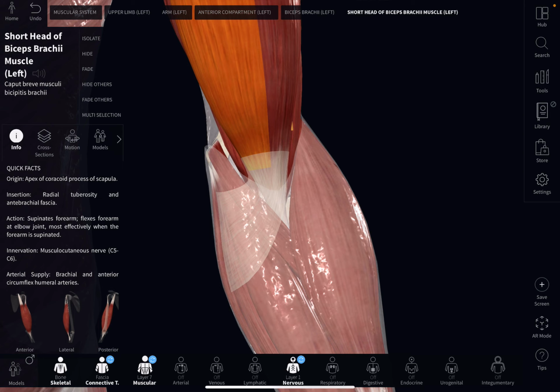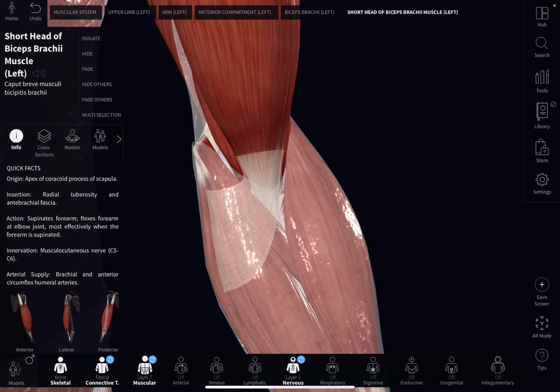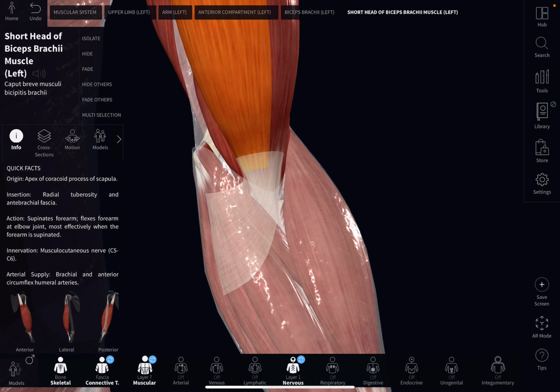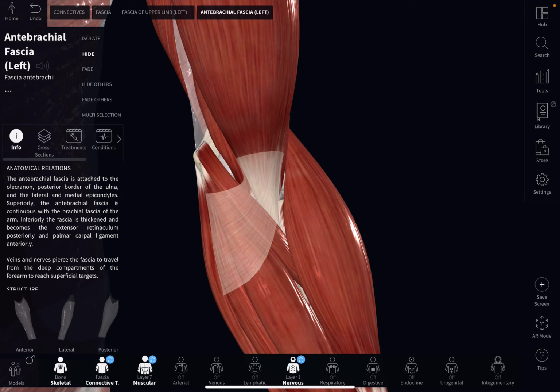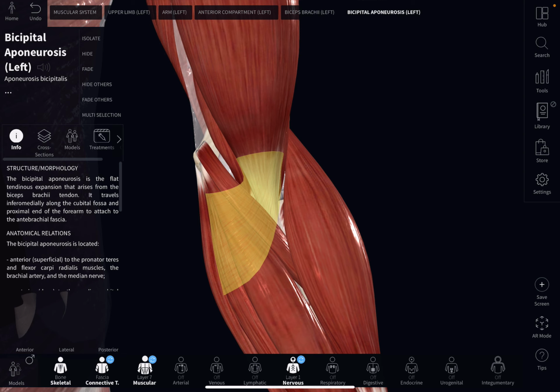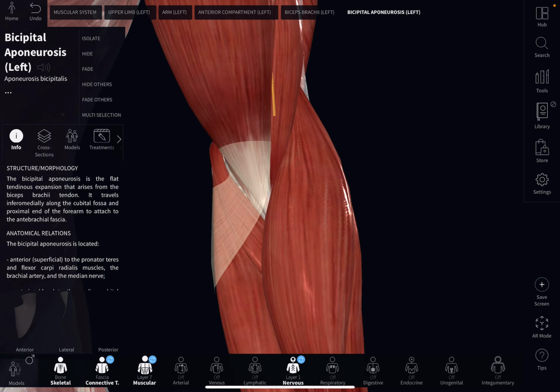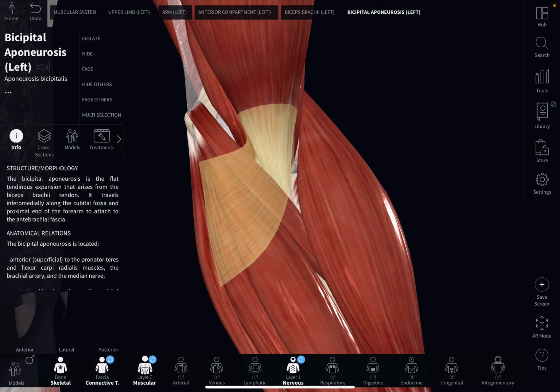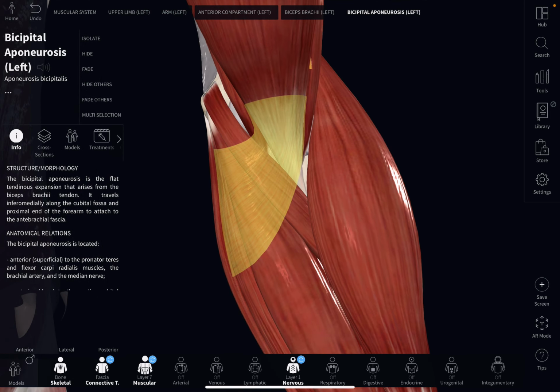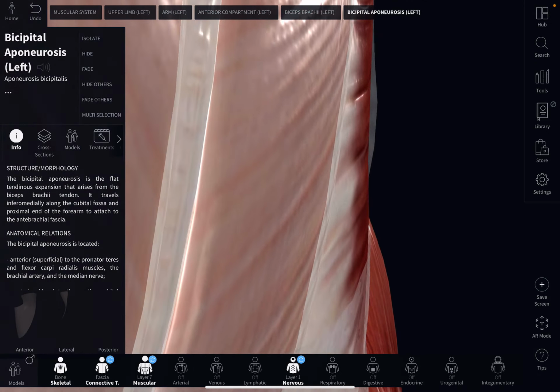Now, before insertion, the tendon of biceps brachii sends something called the bicipital aponeurosis. As you can see here, this expansion is the bicipital aponeurosis. This bicipital aponeurosis arises from the medial border of the tendon of biceps brachii, and it runs downwards and medially. Right, and it attaches to the upper part of the subcutaneous posterior border of the ulna.